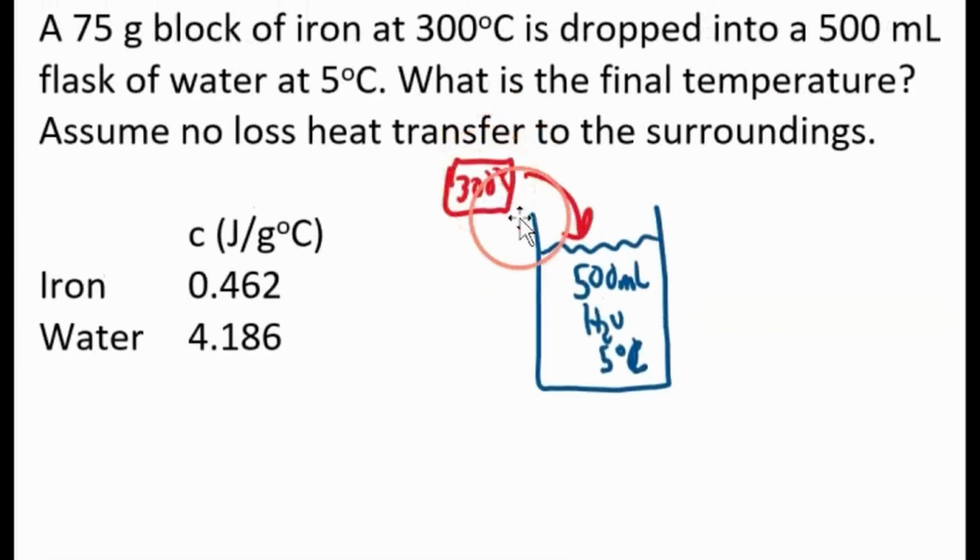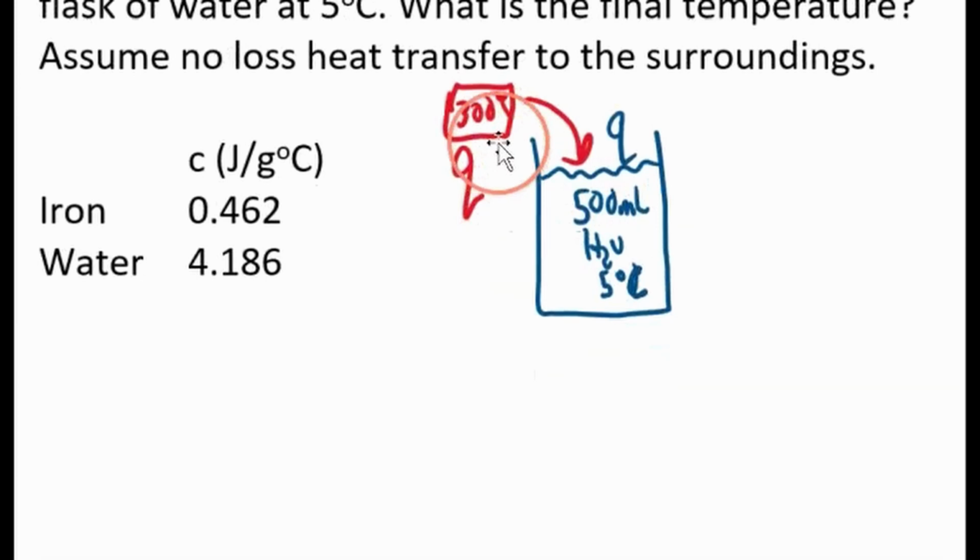Okay, now what's true is that, see this arrow? We have heat transfer going from the block of iron to the water. So we have this energy as heat going from the block of iron to the water. And the iron is losing Q energy, but the water is gaining that same amount of energy. The energy lost by the iron is gained by the water.